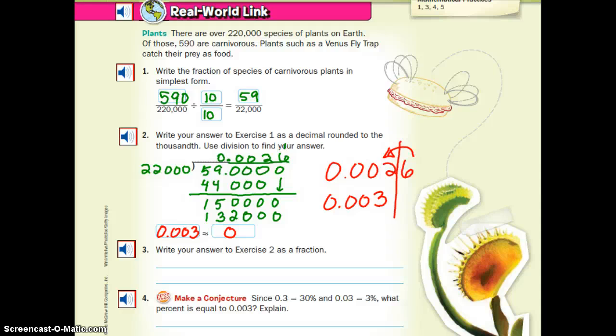So, when we look at this problem, each time we move the decimal one place, we have different answers. So you have to really pay attention. So down here in our conjecture, 0.3 is 30%, 0.03 is 3%. Then what would 0.003 be? We're adding 2 zeros, so that would be 0.3%, which is less than 1. Alright, turn the page. Let's move on.